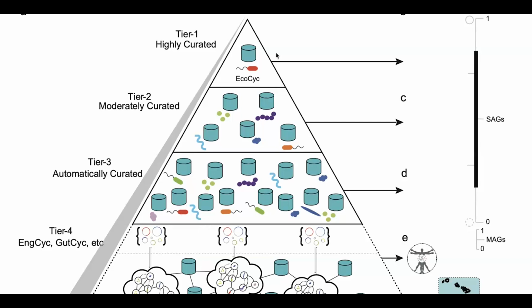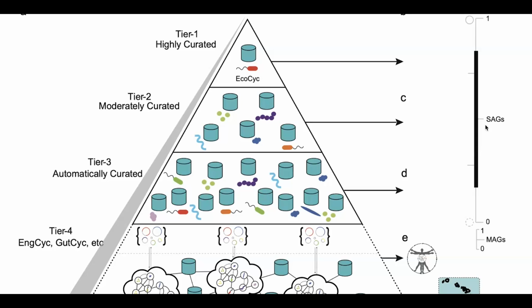I'm using the MetaCyc hierarchy here from SRI, and there might be three levels. One where you have highly curated genotypes like E. coli, where there's lots and lots of information about the enzymes that are encoded and their metabolic functions, down to, you know, completely machine curated, where no one has actually looked and asked, is this correct or not?